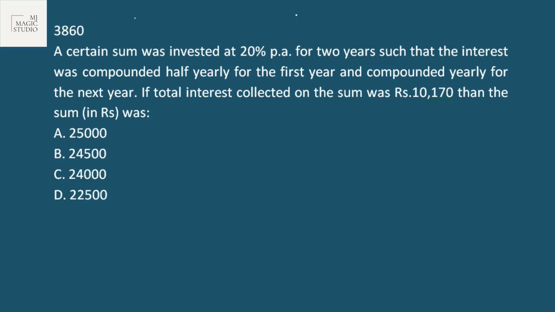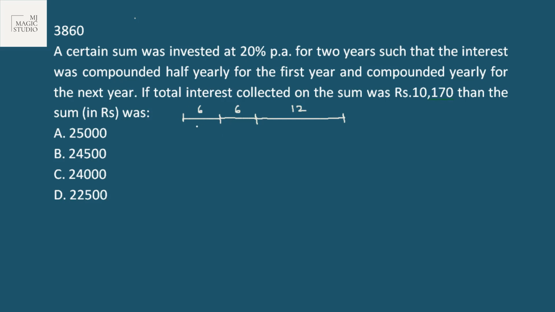Another one from interest and compound interest again. A certain sum was invested at 20% per annum for 2 years, such that the interest was compounded half yearly for the first year. That means in the first year, interest was received after 6 months and then after another 6 months, and compounded yearly for the next year. The next year, they get interest after 12 months. Now the rate of interest is 20% per annum.